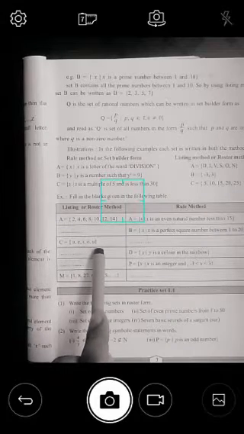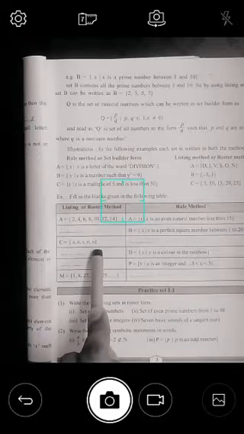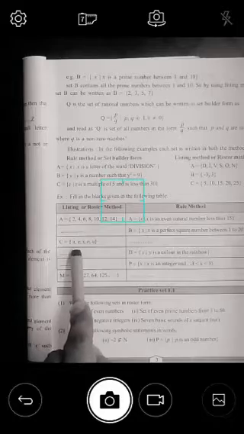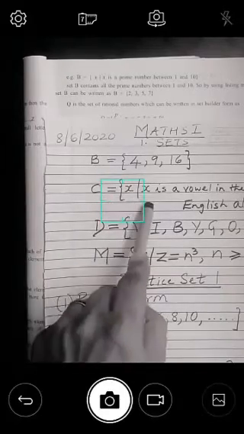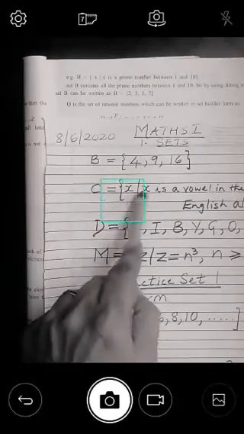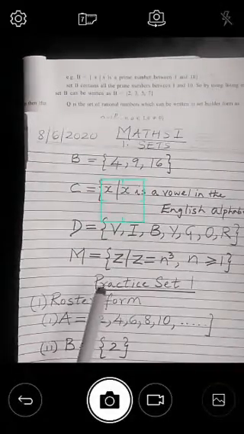Next, C is equal to A, E, I, O, U. Now these are vowels. So we will write it as C is equal to X. We can use even Y or Z. So C is equal to X such that X is a vowel in the English alphabet.